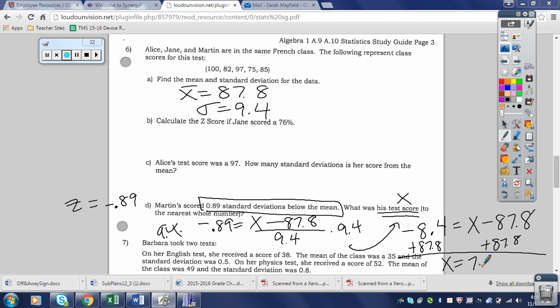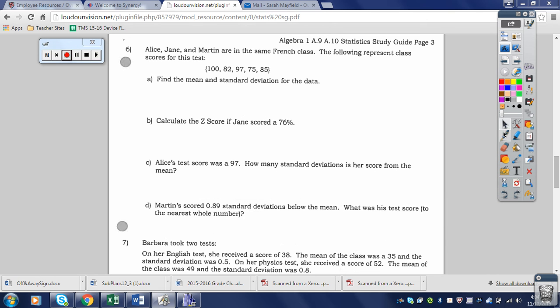X equals 79.4. It says round to the nearest whole number. So how did Martin do on his test? Martin scored a 79% on this test.